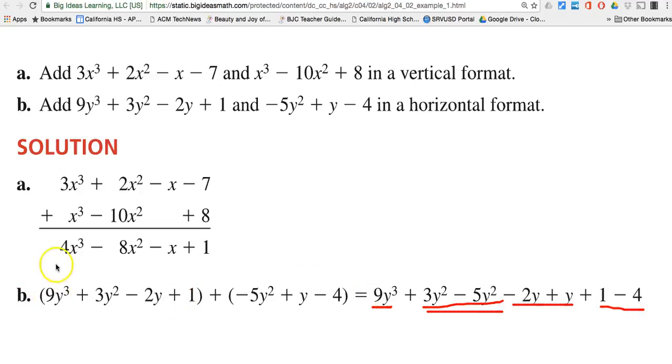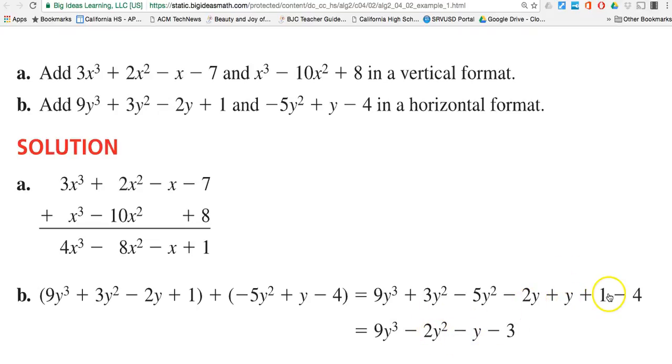Notice that as we went through from left to right, we just took all of the like terms and wrote them down next to each other. Now we're going to go ahead and combine those. So we get 9y cubed, plus 3y squared minus 5y squared is minus 2y squared. Minus 2y plus y is negative y, and 1 minus 4 is negative 3.